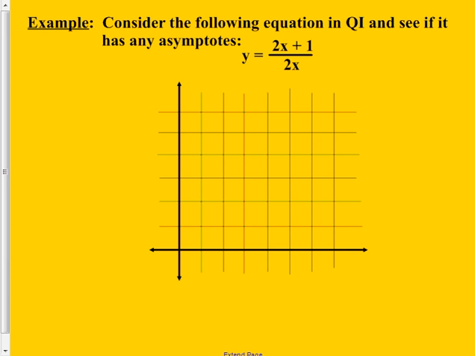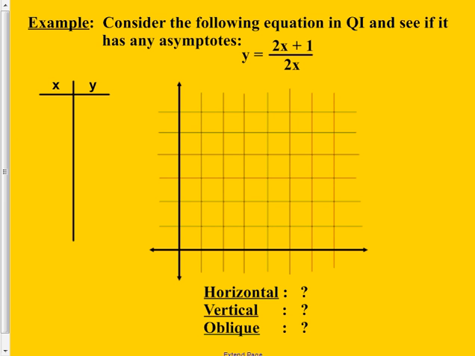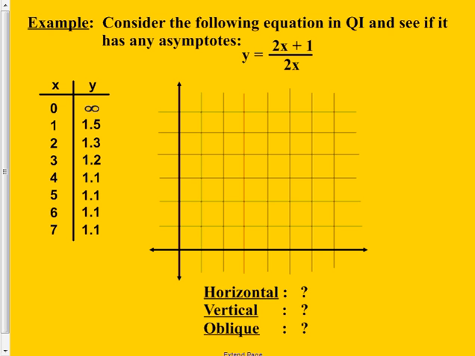One final example. Consider the following equation in quadrant 1 and see if it has any asymptotes. This time the function is 2x plus 1 over 2x. We're going to attempt to answer the same three questions again. So once again, we will need some values in the domain that we can plug into the function and get our range. We still have 0 through 7. When we plug these values into the function and get our corresponding range values, these are the values that we end up with once again.